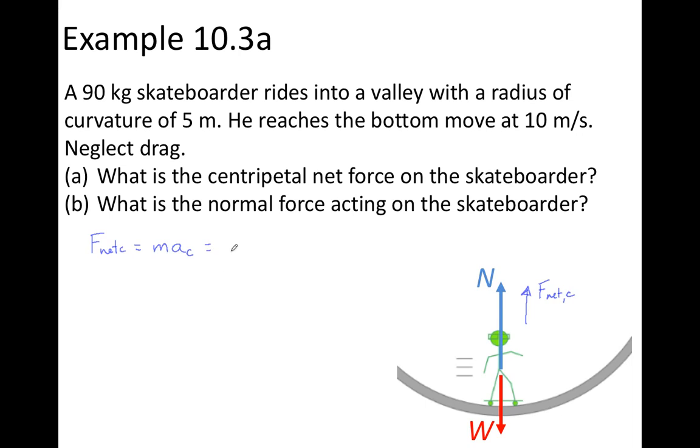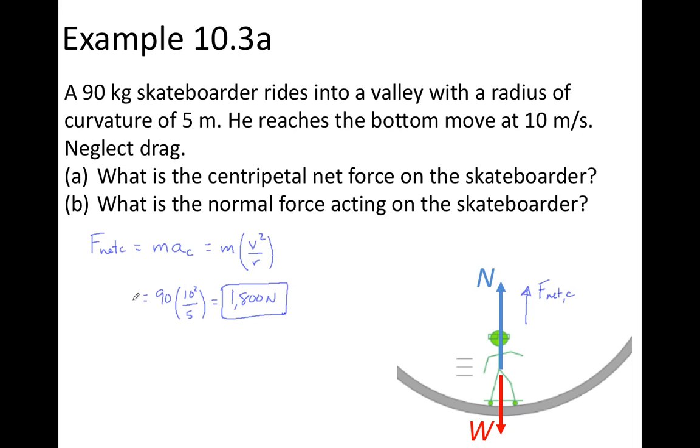And the centripetal acceleration, we have an equation for it. It's speed squared divided by radius. And when we plug in our numbers, the mass is 90. The speed is 10. Don't forget to square it. And the radius is 5. And when we crunch the numbers, we get 1,800 newtons.